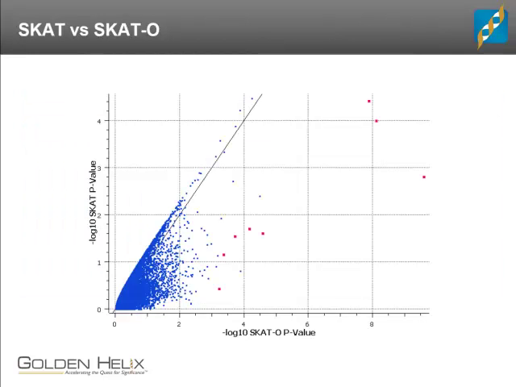Now, if you look at the tests directly against each other, here we have each dot representing 1 gene, and the log 10 transform of the SKAT p-value against the SKAT-O, or the other way around. What you'll notice is in red are the 8 simulated genes. All 8 of them are among the best results in SKAT-O.